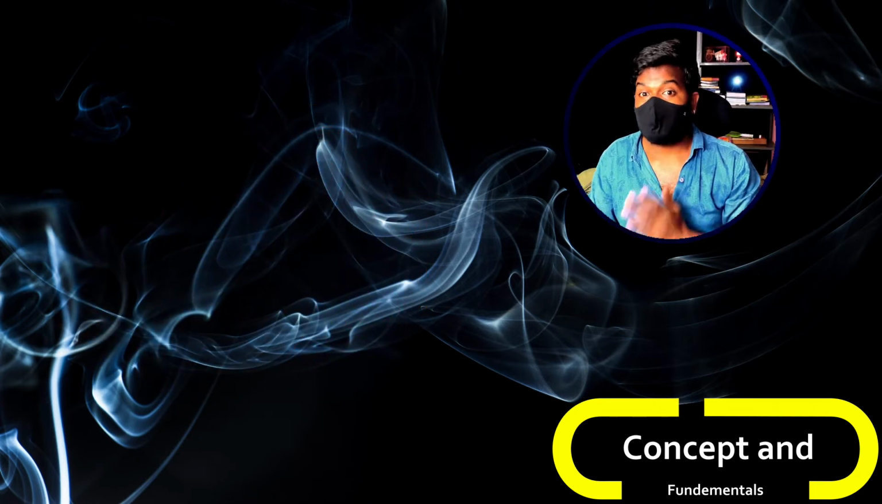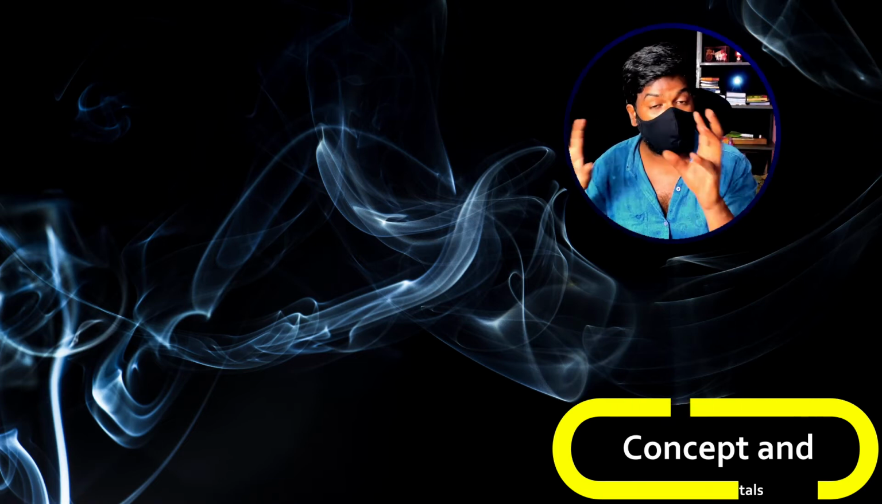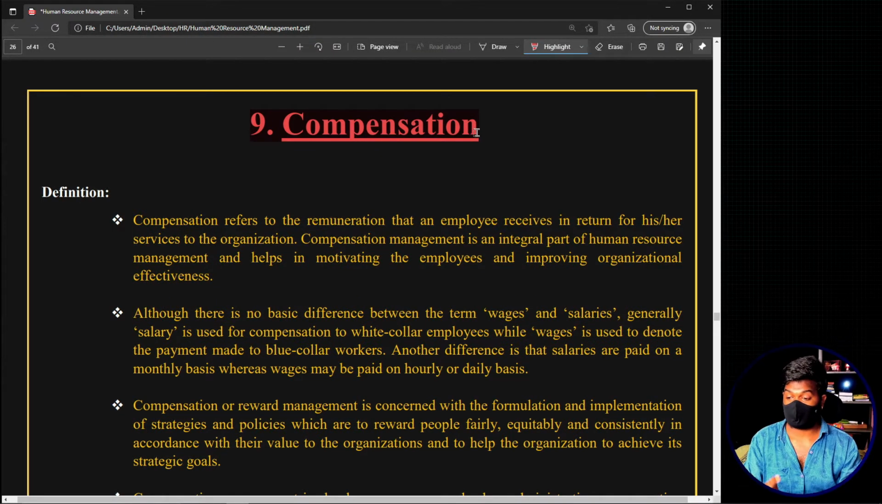Okay, now let's get into the theory part, where we will look at each and every concept, each basic and fundamental, in detail. So the next unit is compensation, the first part of this compensation. Let's look at the basic definition of compensation first. Compensation refers to the remuneration that an employee receives in return for his or her services to the organization.